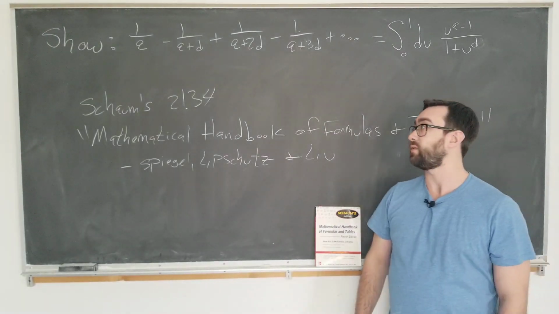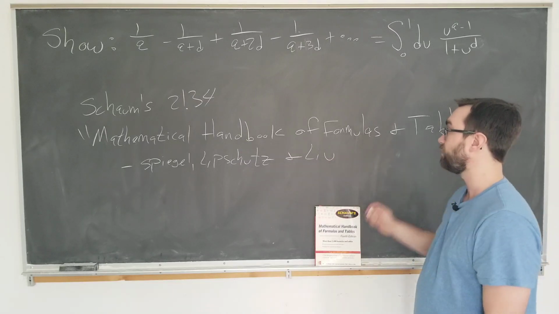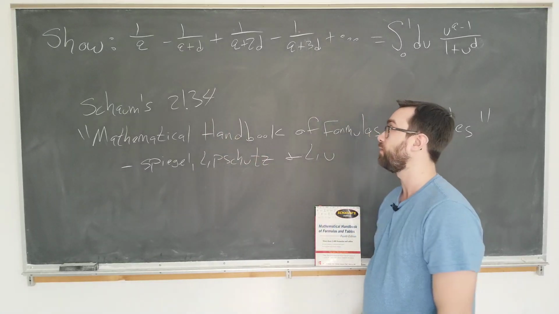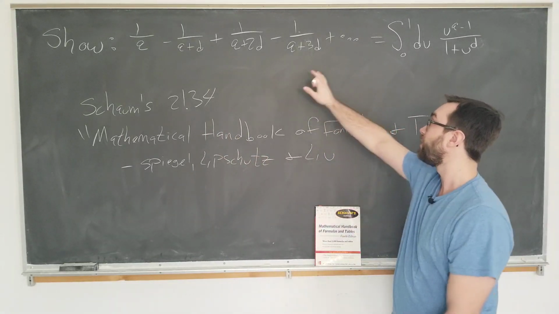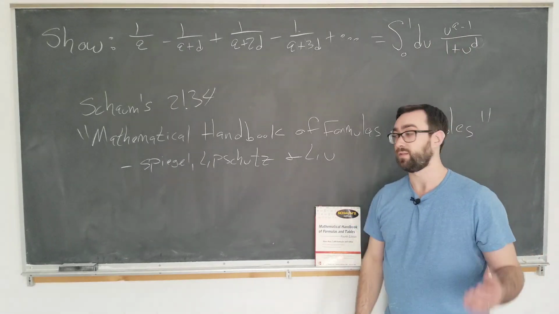Today we will be discussing an example from Schaum's Mathematical Handbook of Formulas and Tables, Schaum's 21.34 to be precise. This tells us that if we have an alternating series of this format, we can actually express it as an integral, which is easier to evaluate than the original series.